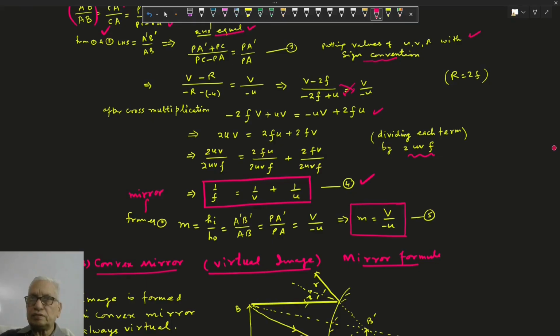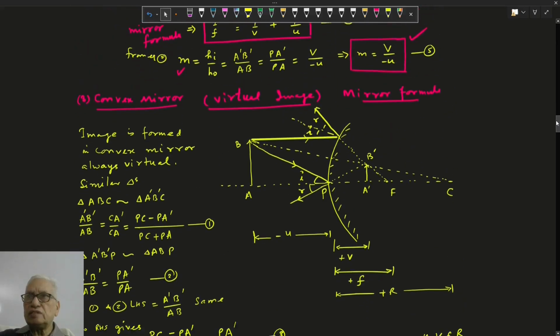या कोई भी केस हो, मिरर फार्मूला विल बी द सेम फॉर मिरर, सिमिलरली लेंस फॉर लेंस. And magnification will be linear magnification HI upon HO, height of image upon height of object, A dash B dash upon AB, P A dash upon PA, V upon minus U. So this is the formula of magnification.